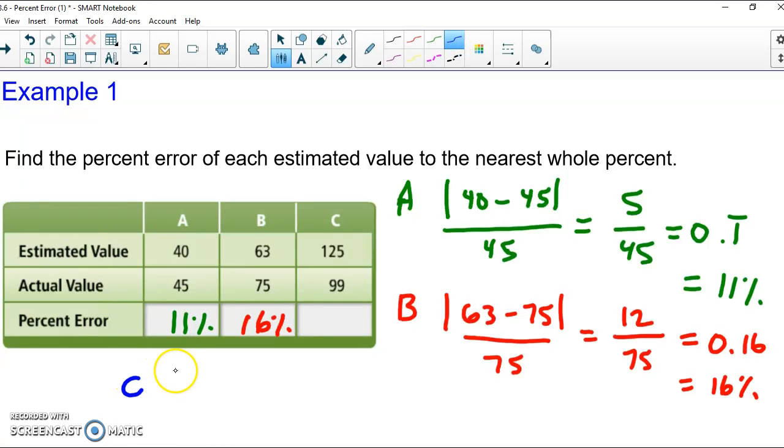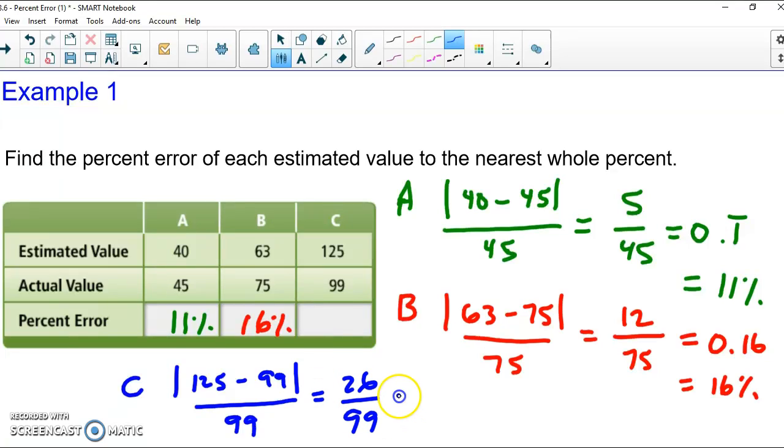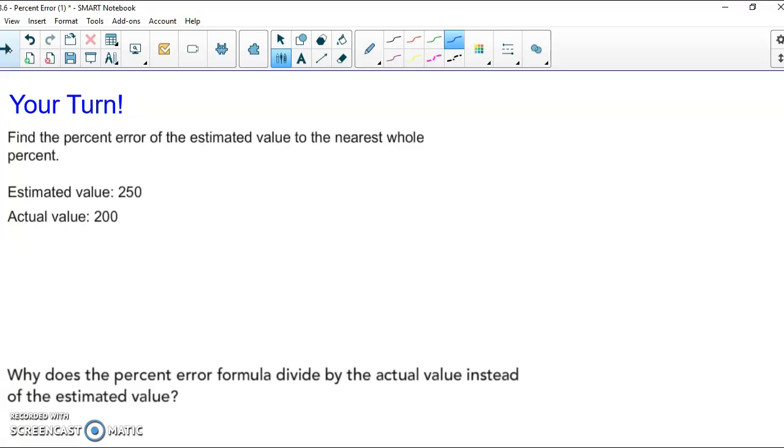And finally, for letter C, for the percent error, I take the estimated value minus the actual value and take the absolute value of that, and then I divide by the actual. So the difference between 125 and 99 is 26, and 26 divided by 99 equals 0.26 repeating. So as a percent, that would be 26%. So this is probably reminding you quite a bit of percent of change. So now you can pause the video and try your hand at this one.